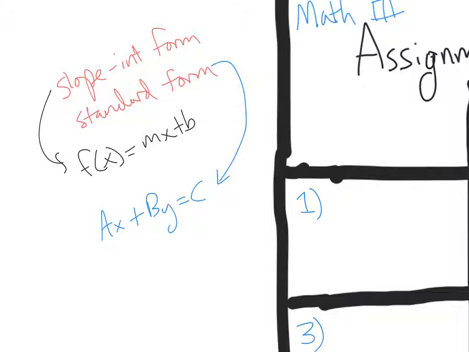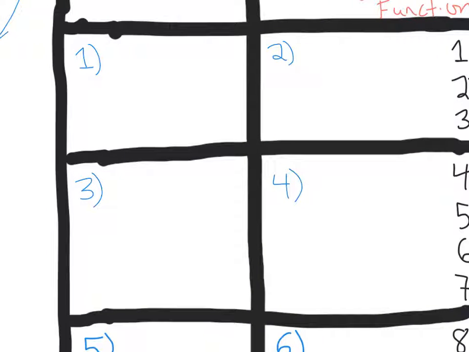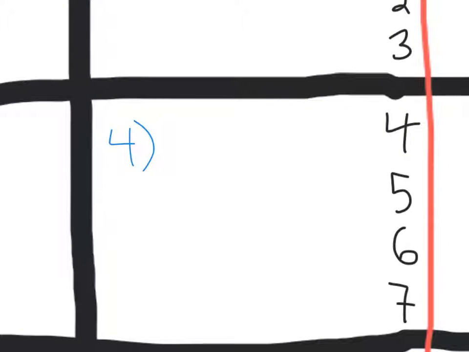Very important that our a, b, and c are integers that all share the greatest common factor of 1. So the GCF of all of those integers has to be 1. And that's really important because you'll notice a slight difference in the format. So I want to talk about number 4 really quickly from the page that works with standard form. So this is the standard form page.